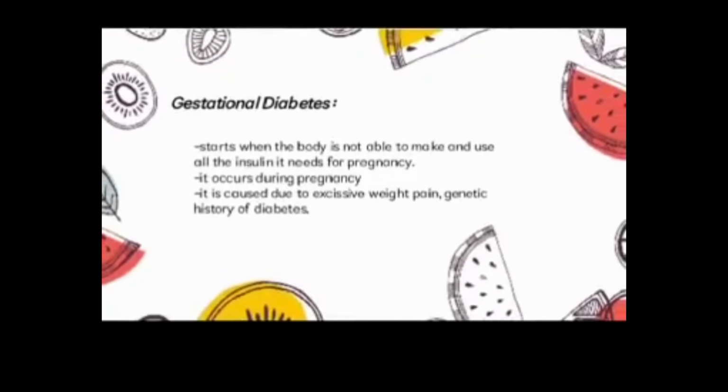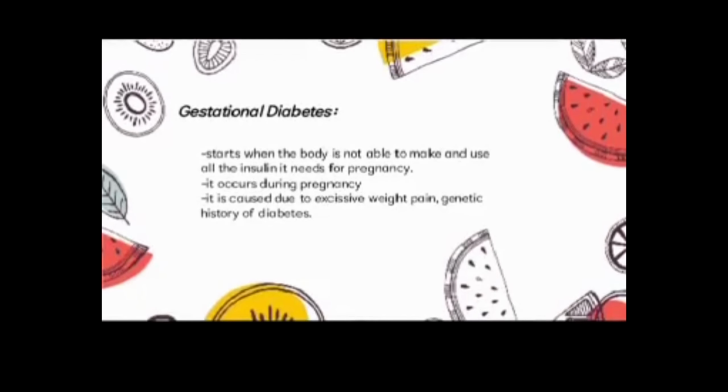Gestational diabetes occurs when your body can't make enough insulin during your pregnancy. Insulin is a hormone made by your pancreas that acts like a key to let blood sugar into the cells in your body for use as energy. If you have gestational diabetes, your baby is at higher risk of being large, which can make delivery more difficult.